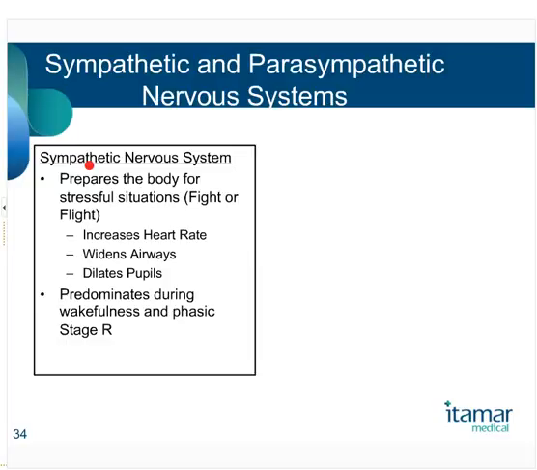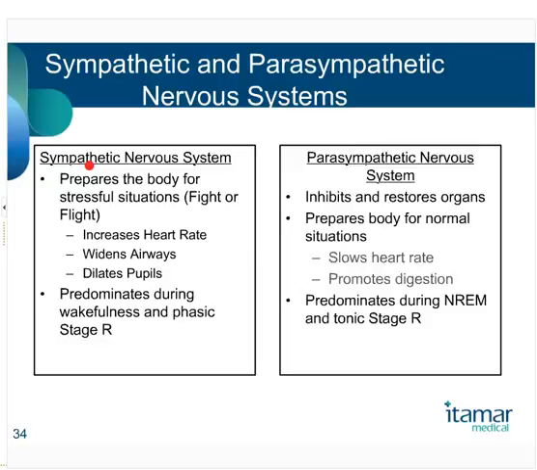Now, by contrast, the parasympathetic nervous system is more restorative. It inhibits and restores organs. It inhibits the fight or flight part of the sympathetic nervous system, so it's in a sense restorative. It prepares the body for normal functions. The rest that you get during sleep is associated with increased parasympathetic tone. The heart rate slows down, blood pressure goes down, and it predominates during non-REM sleep and during tonic stage REM sleep. Tonic being the part when there's not rapid eye movements.